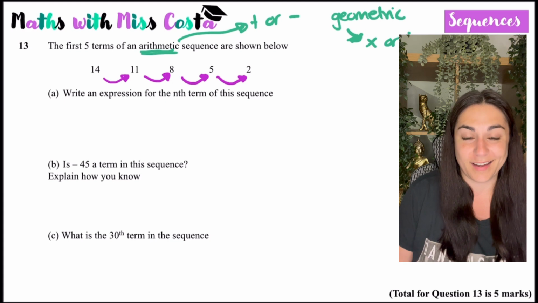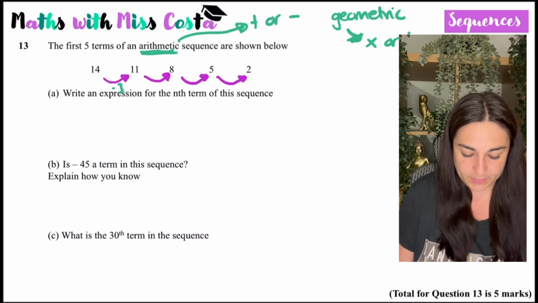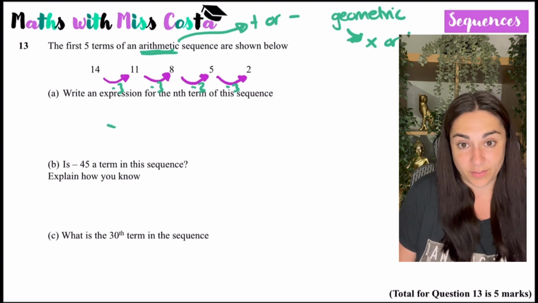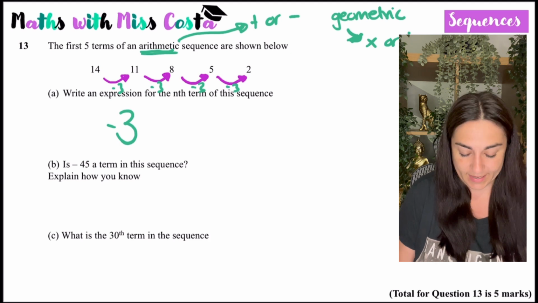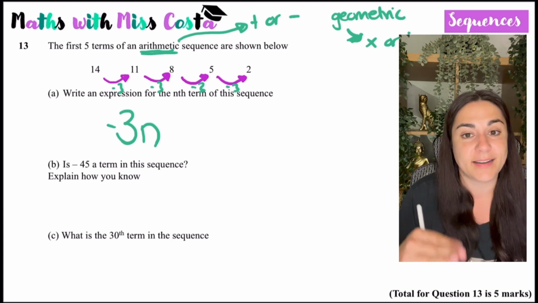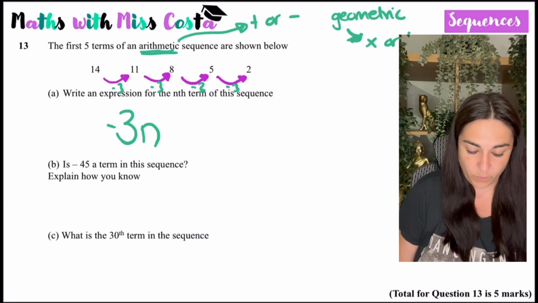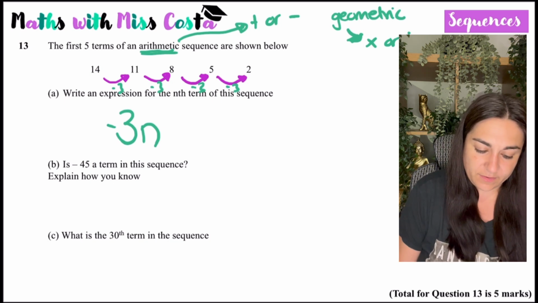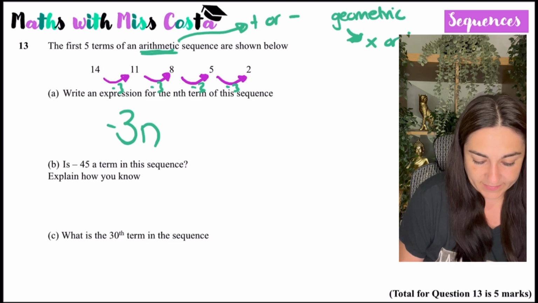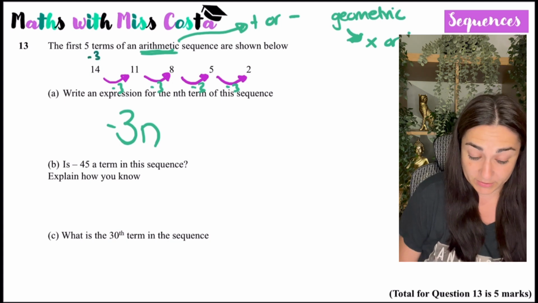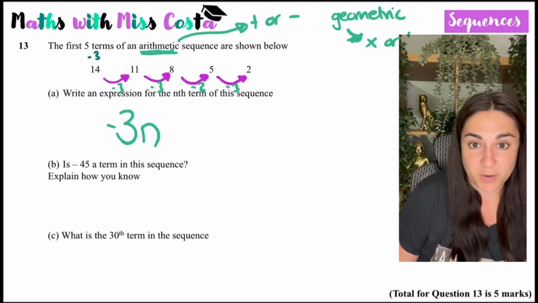So anyway, 14 take away 3 gets me to 11, take away 3 gets me to 8, take away 3, take away 3. So I know that this sequence is going down in the 3 times table, so it's the minus 3 times tables. And whatever times tables it is, I'm going to write an n after that. So first, find out what times tables it's going up or down in by working out what the difference is, and just slot an n next to it. Now, if it was the minus 3 times tables, this is another bit that people really frequently make little slip-ups on, so I'd encourage you to actually write the minus 3 times tables out.